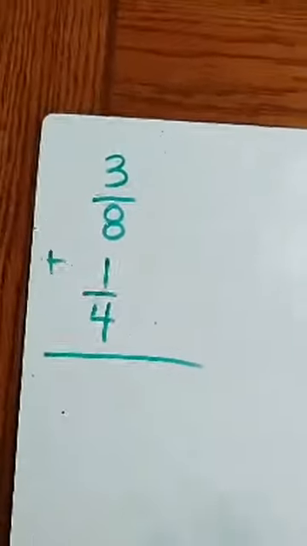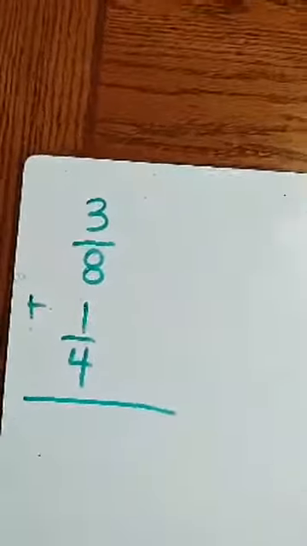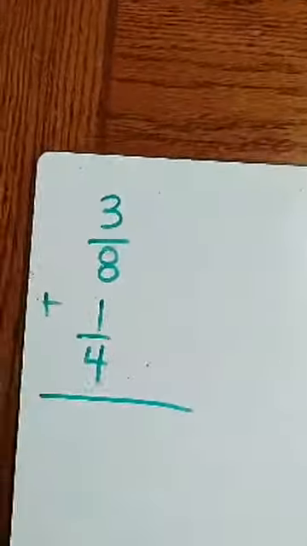Okay, this is our first problem. As you can see, we don't have the same denominator. And we know when we are adding or subtracting fractions, we have to have the same denominator. We have to have that bottom number being the same. So what we need to do is find a common denominator. And when we're finding a common denominator, we want to find the least common multiple of those two numbers.